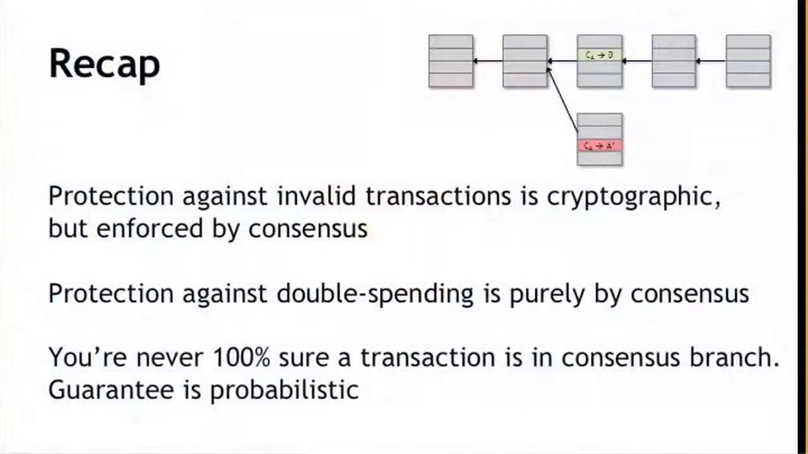So let's recap what we saw here. Protection against invalid transactions, that is, protection against a malicious node simply making up a transaction to steal someone's bitcoins, is entirely cryptographic, but it is enforced by consensus. This means that if a node does attempt that, the only reason that transaction won't end up in the long-term consensus chain is because a majority of the nodes are honest and will treat that transaction as invalid.